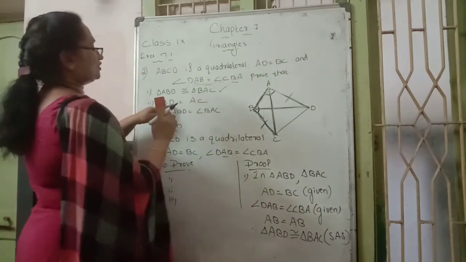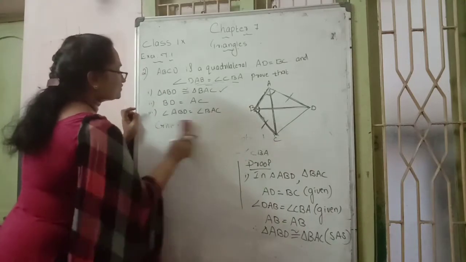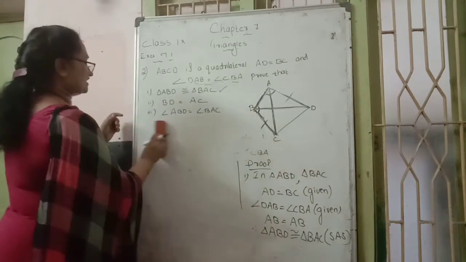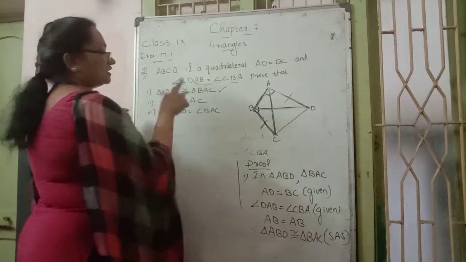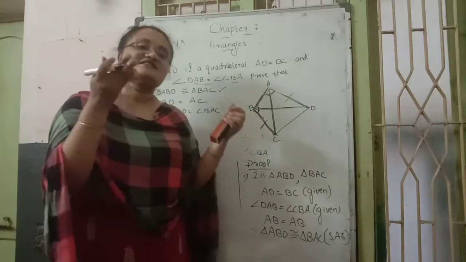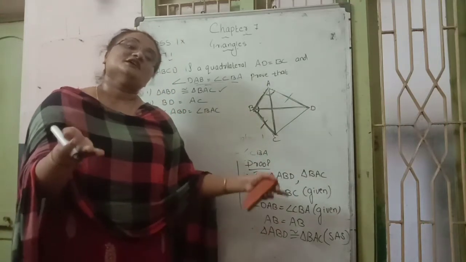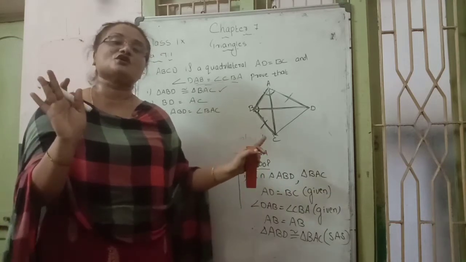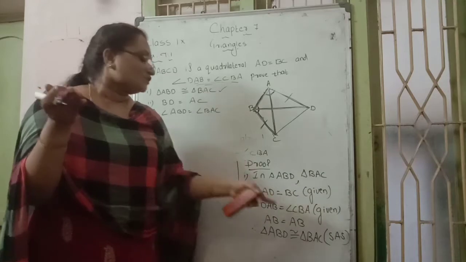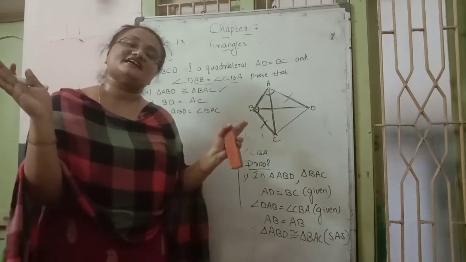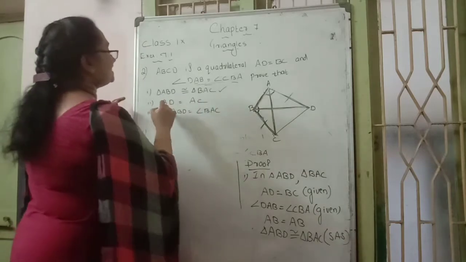Then next we want to prove the second case. How to prove the second case? We know that in a triangle 6 elements are there. Here 3 elements are already completed. The remaining 3 are also equal. What is the reason? Because here we already proved that the two triangles are congruent. That's why any aspect, BD and AC.